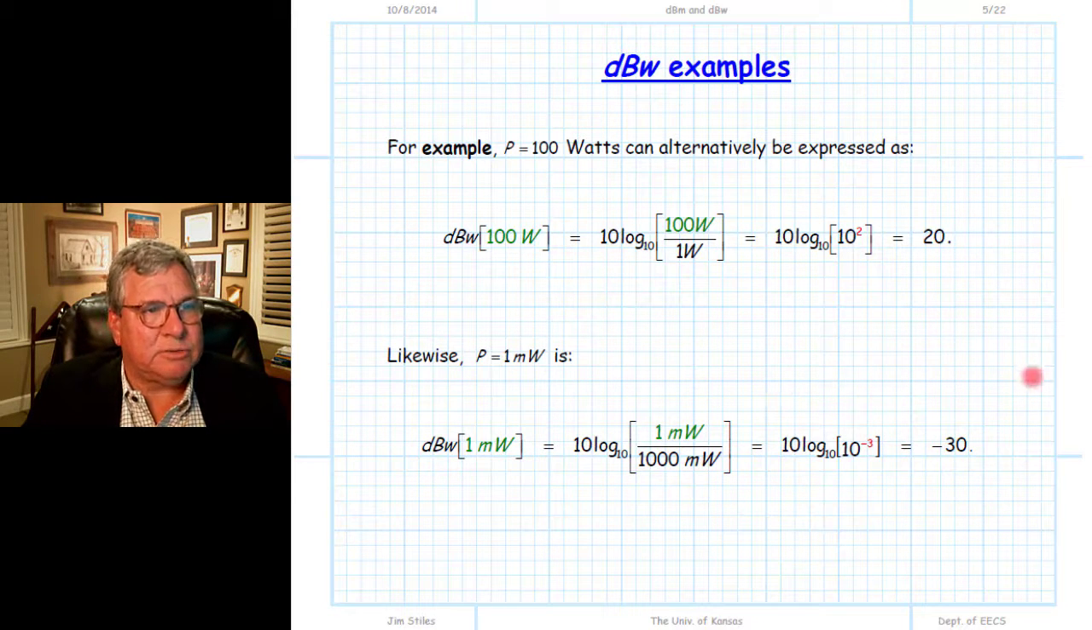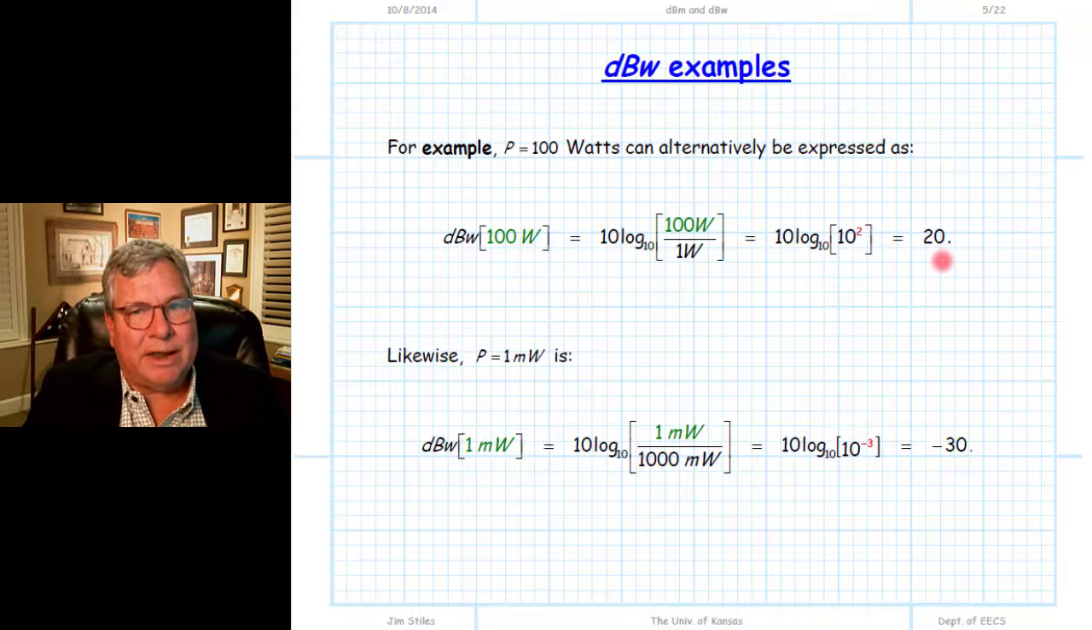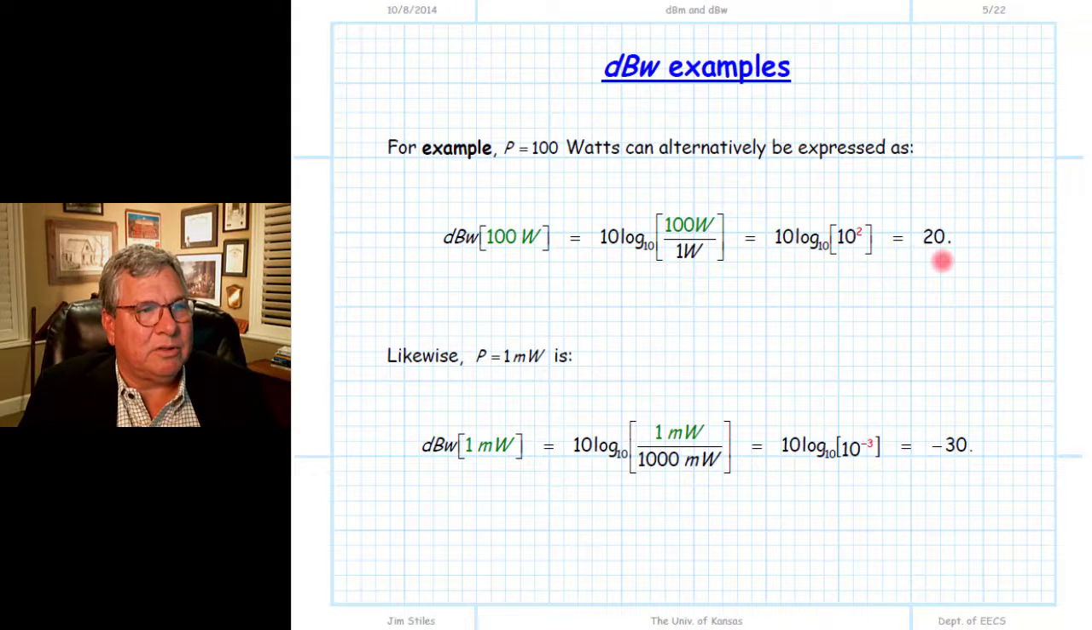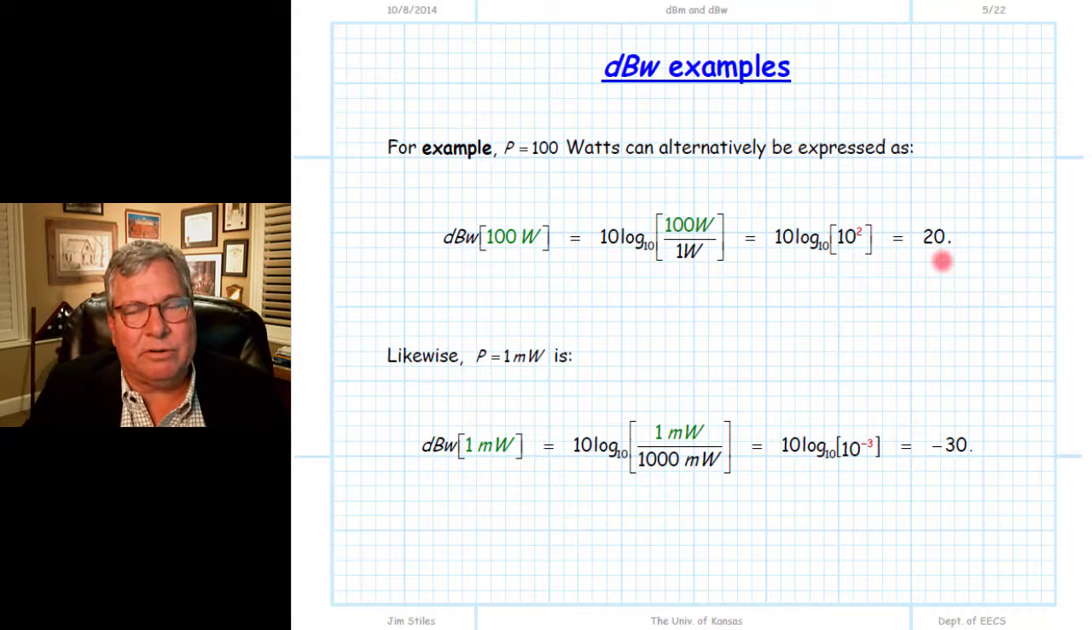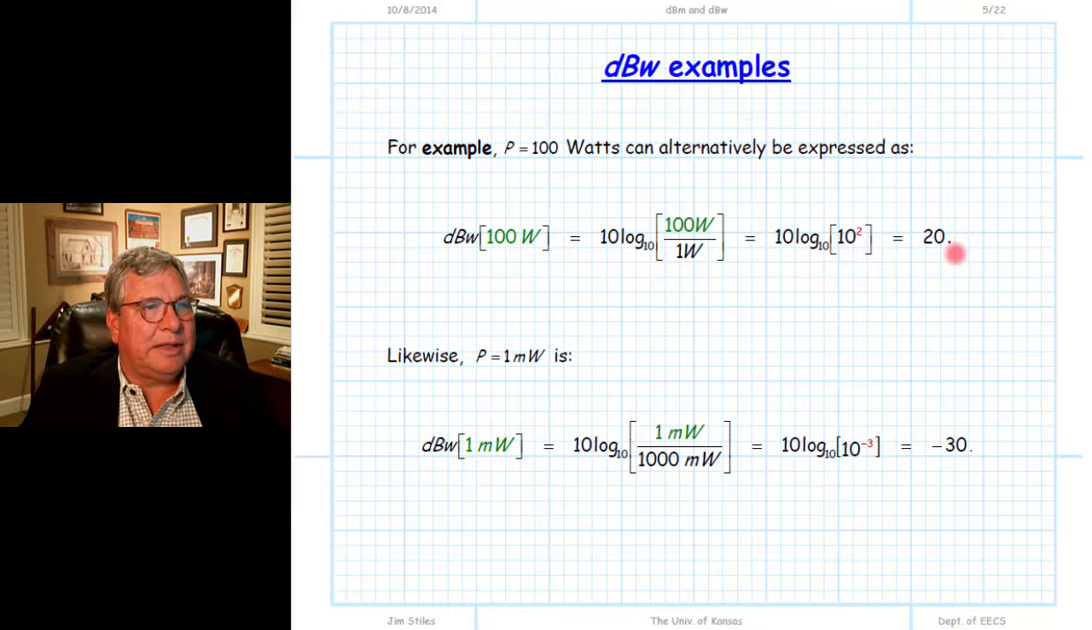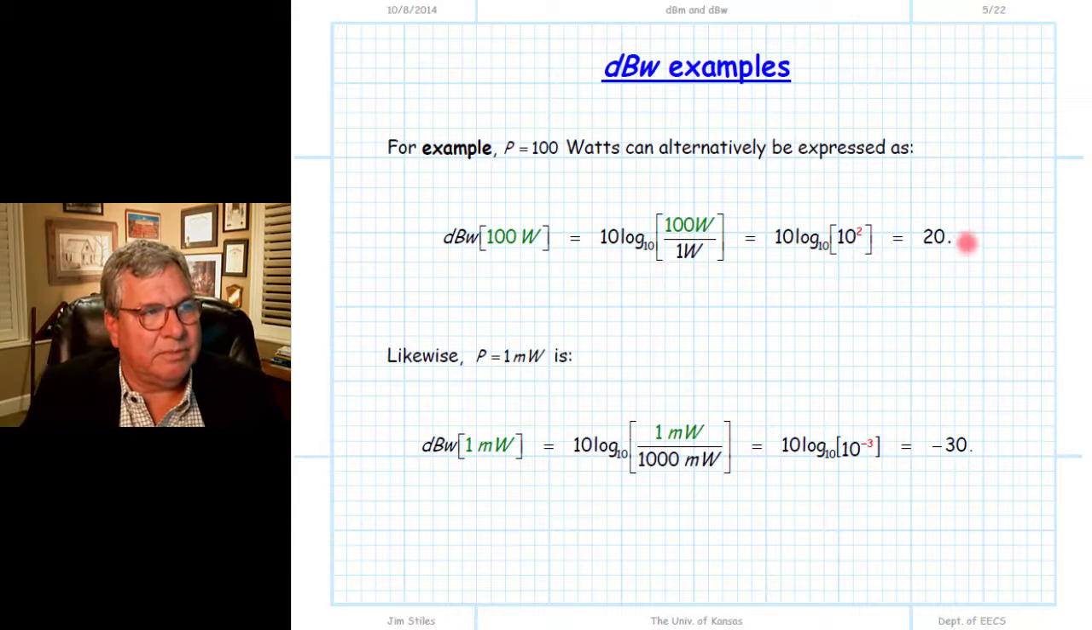So think about what these results mean in terms of decibels. Again, if we get a value, let's say, of 23, we know the 20 gives us a factor of 100, the 3 gives us a factor of 2. That would be 200 times larger than 1 watt.